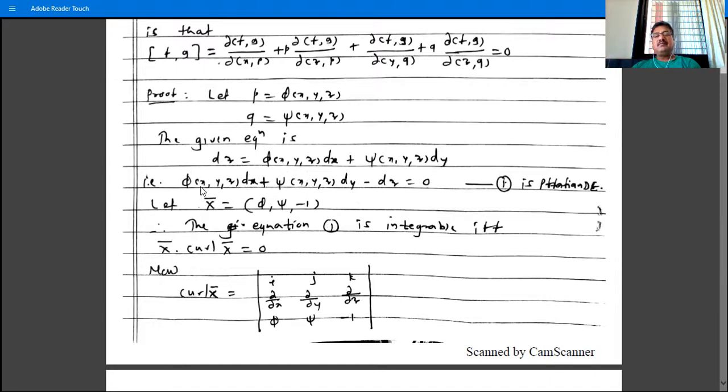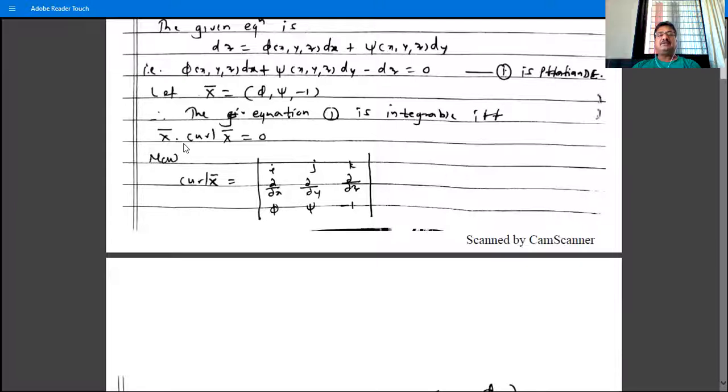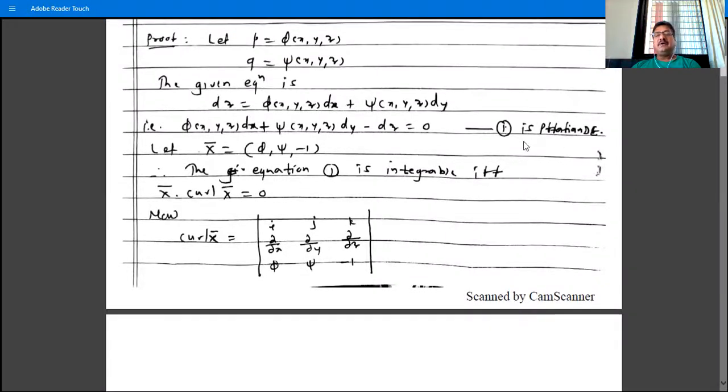This is in the form of P dx + Q dy + R dz = 0, a Pfaffian differential equation. What is X̄? X̄ means the components: the coefficient of dx is φ, of dy is ψ, and the coefficient of dz is −1. Or we can write φ i + ψ j − 1 k. And the given equation 1 is integrable if and only if X̄ · curl X̄ is 0. We know that the Pfaffian differential equation is integrable if X̄ · curl X̄ is 0.